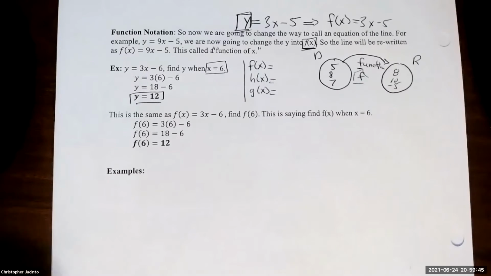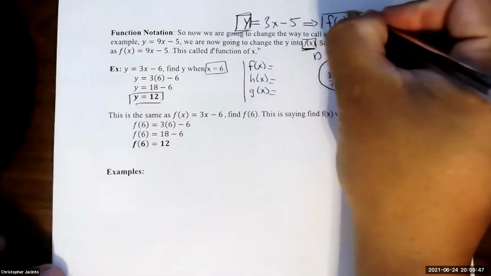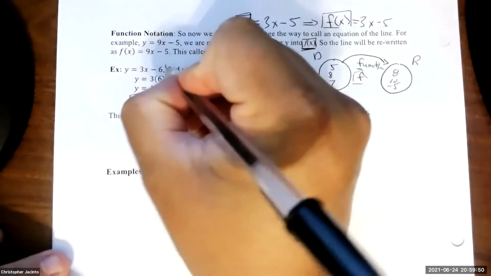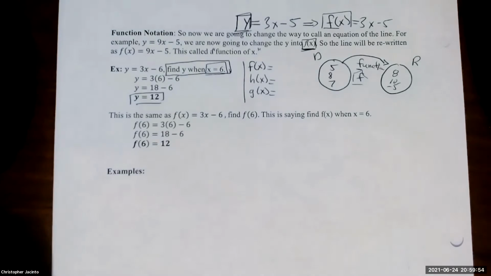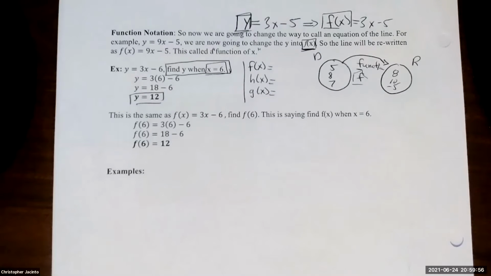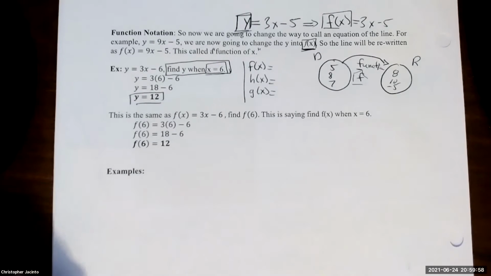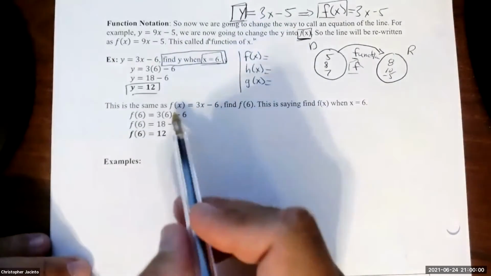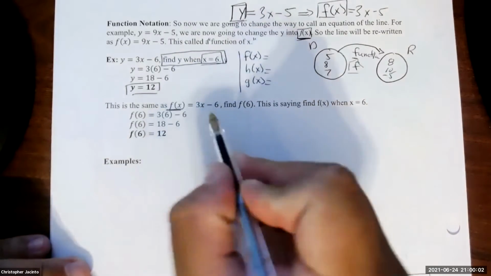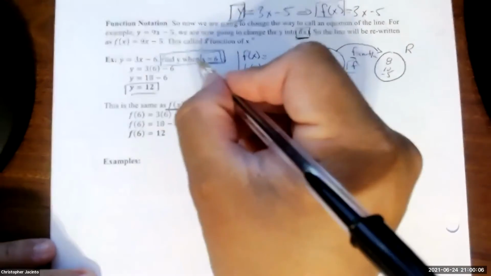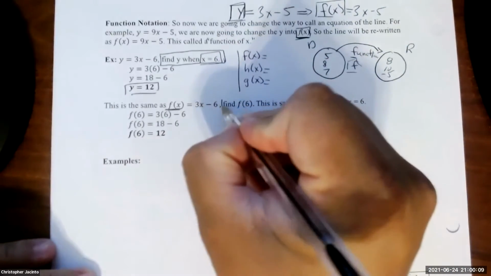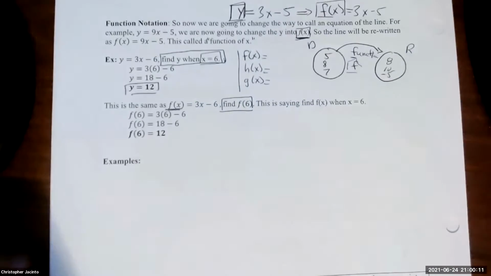But unfortunately, now that we're dealing with this f of x stuff, I can actually break this down even further, meaning I don't have to give it to you in writing, I can give it to you in mathematical terms. So if I redo it now, it says f of x equals 3x minus 6. Instead of saying find y when x equals 6, I could just say find f of 6.